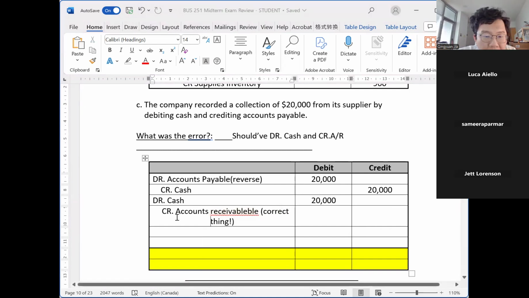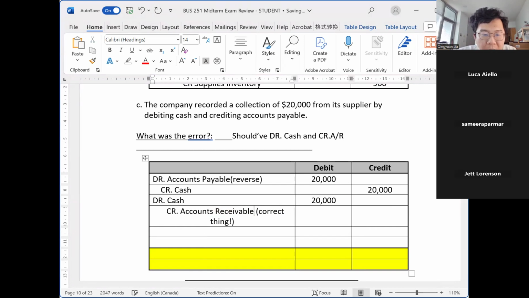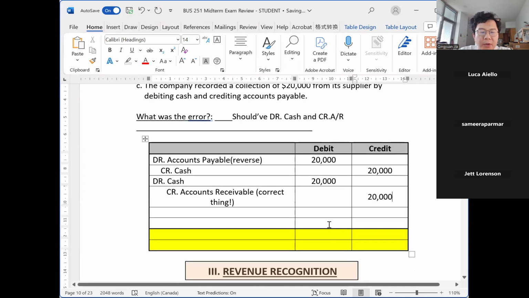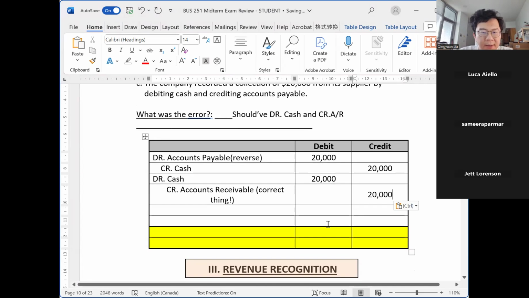I hope I spelled the right account receivable. Yeah. So we will credit account receivable to show that another asset goes down, and one asset goes up. The value is transferring within the assets, within the left side of the equation.